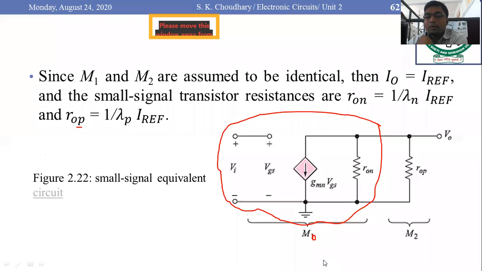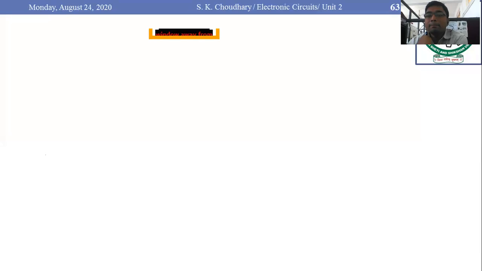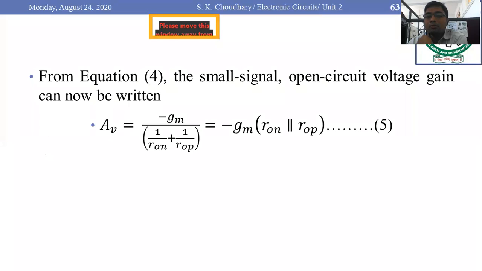So on the basis of this equation, you can define the voltage gain formula finally. From equation number 4, Av is equal to minus Gm upon 1 upon R naught plus 1 upon ROP. You can see here it is a parallel combination of both the resistors. So you can also write it as minus Gm times R on parallel ROP.